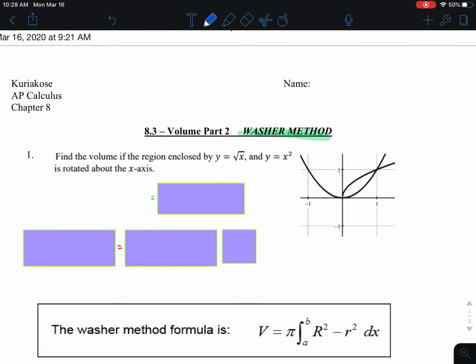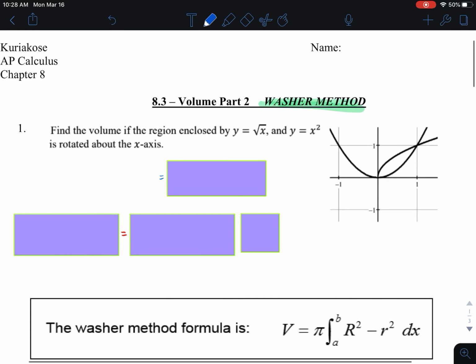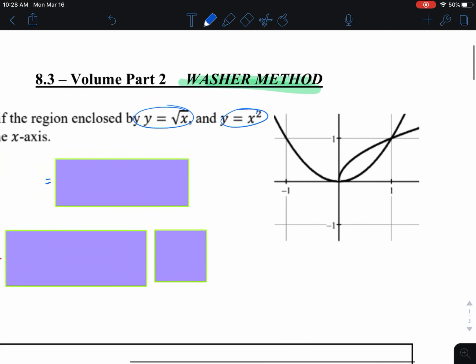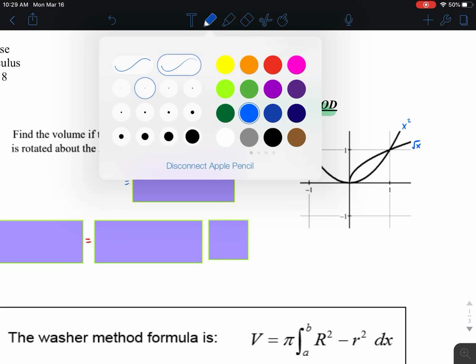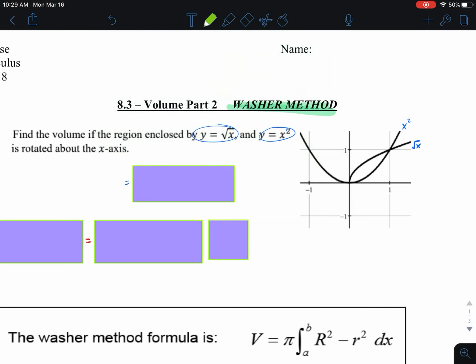Okay, so let's look at this first problem. Find the volume of the region enclosed by y equals radical x and y equals x squared, rotated about the x-axis. First of all, it's a good idea to know which one is which. You should be able to tell without a graphing calculator. The quadratic one is probably just the one that opens up. That's x squared right here. And the one that does the other thing is the square root function, square root of x. So our goal is to take the area in between there, which, let's highlight green.